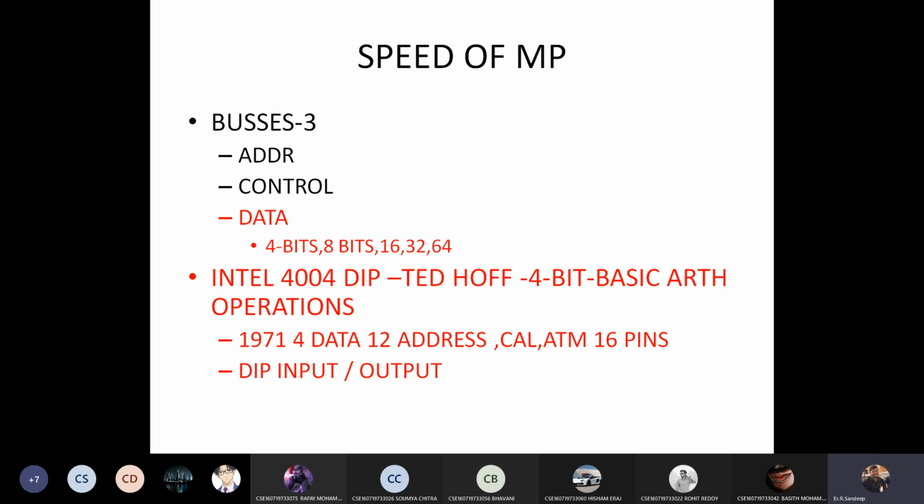Hope you understood. The first microprocessor released by Intel Corp is the Intel 4004, which is a 4-bit microprocessor. What is the meaning of 4-bit microprocessor? Tell me, what is the meaning of 4-bit microprocessor?